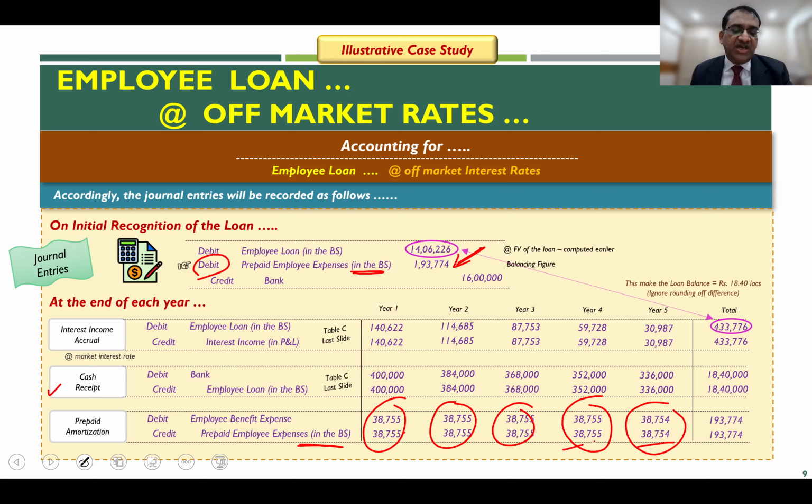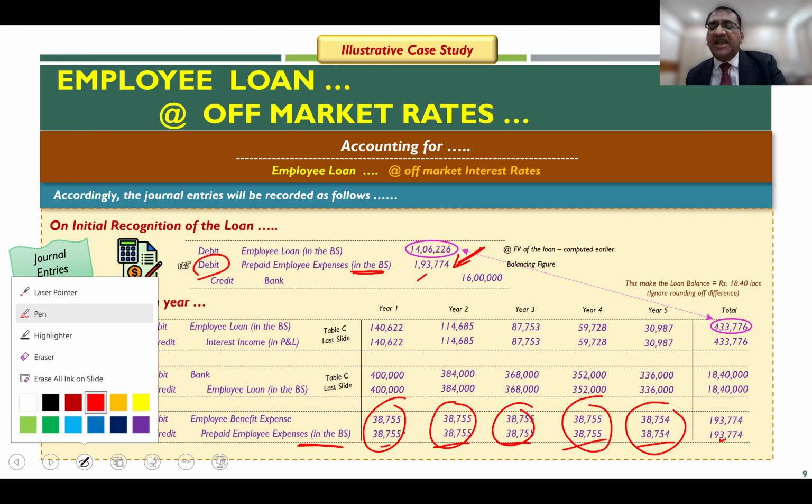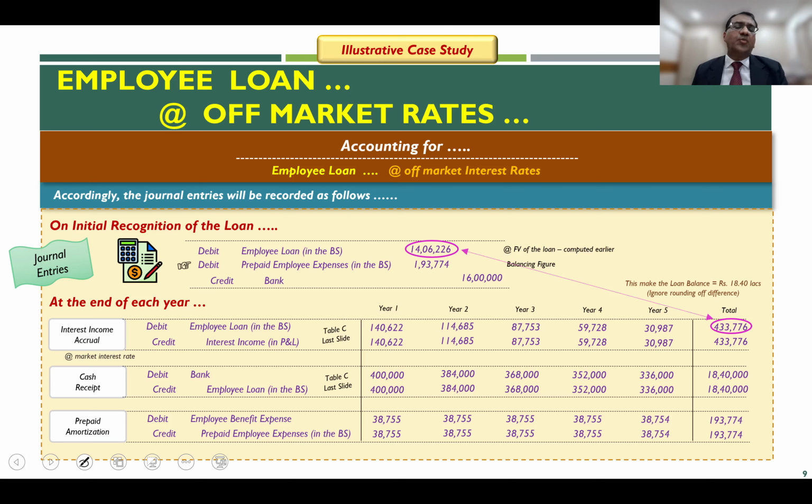So 193,774, each year you will credit the prepaid, and therefore at the end of the 5th year, prepaid will become 0. The debit depends upon, again, the relationship between the two parties involved. Now, because in this case the relationship is between the employer and employee, the debit should go to employee benefit expense. Why? Because what is the driver?